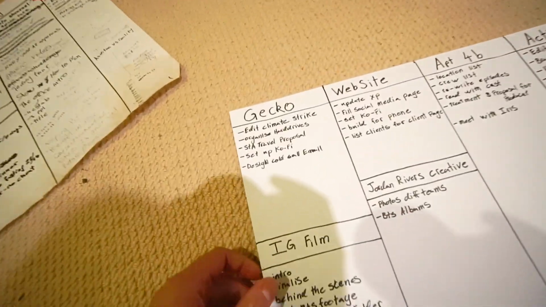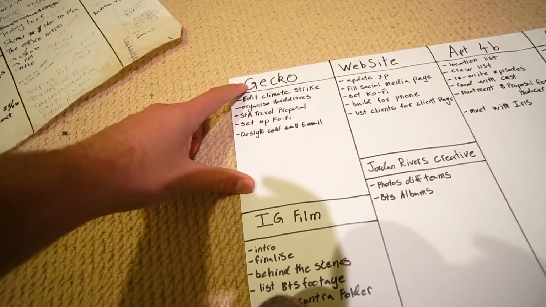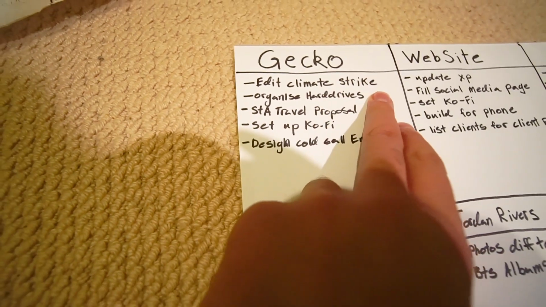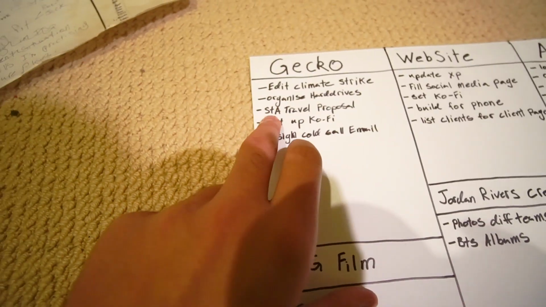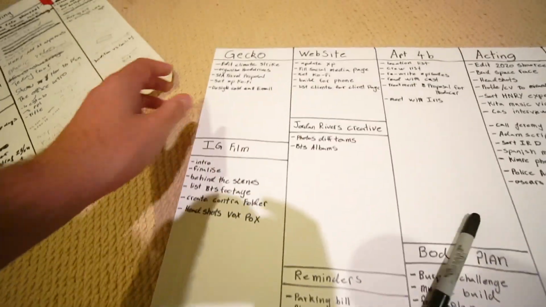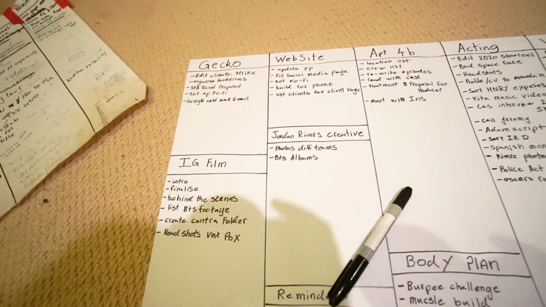Like for example, Gecko is my film production company, and what I need to work on first is a video for the climate strike that I shot. And I need to organize my hard drives and a proposal for a travel series and yada yada yada. My website, these are different things I need to sort out.